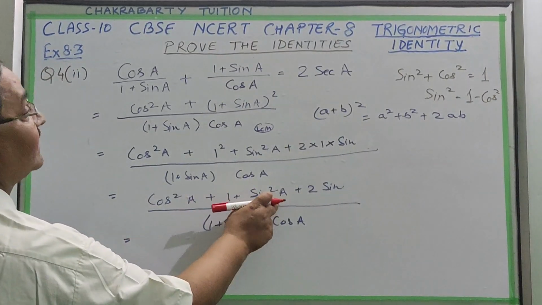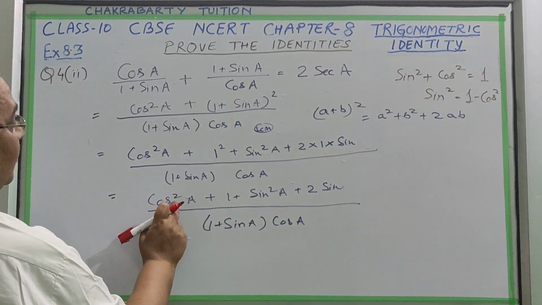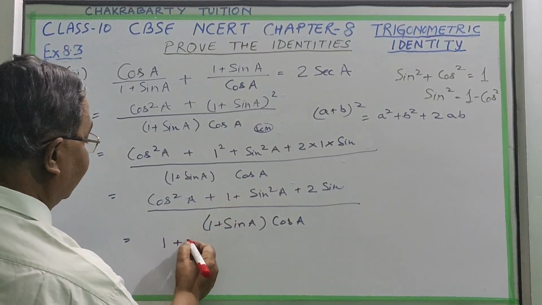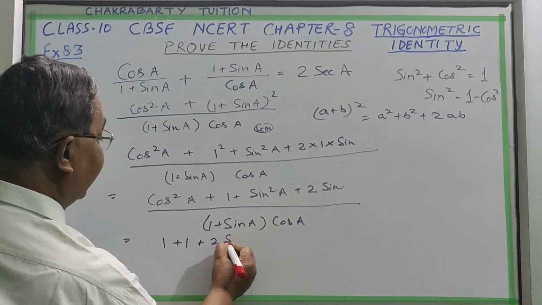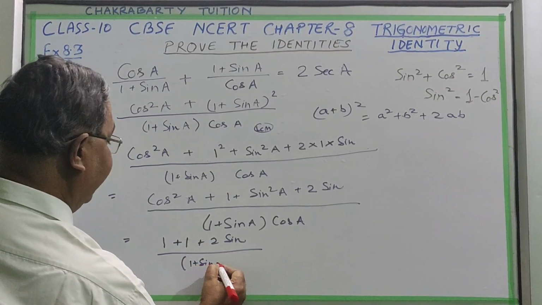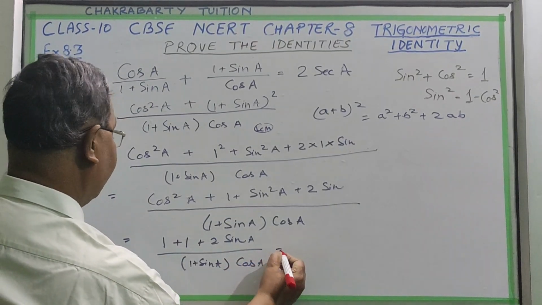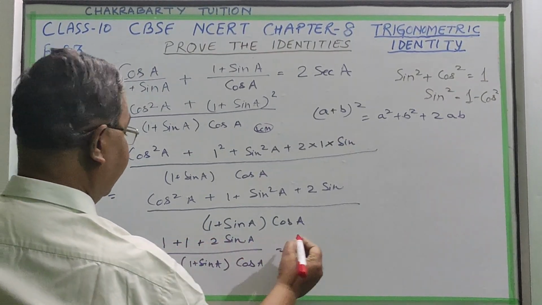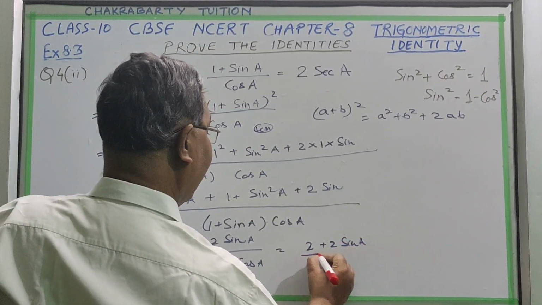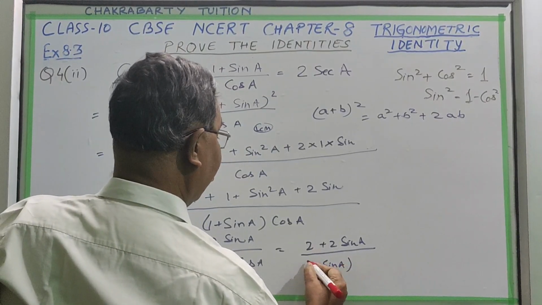Here cos square and sine square. Sine square plus cos square we can write as 1. So what will happen? Cos square plus sine square we are making 1. So 1 plus this one will also remain, plus 2 sine upon 1 plus sine a into cos a. So what will happen here? 2 plus 2 sine a upon 1 plus sine a and cos a.